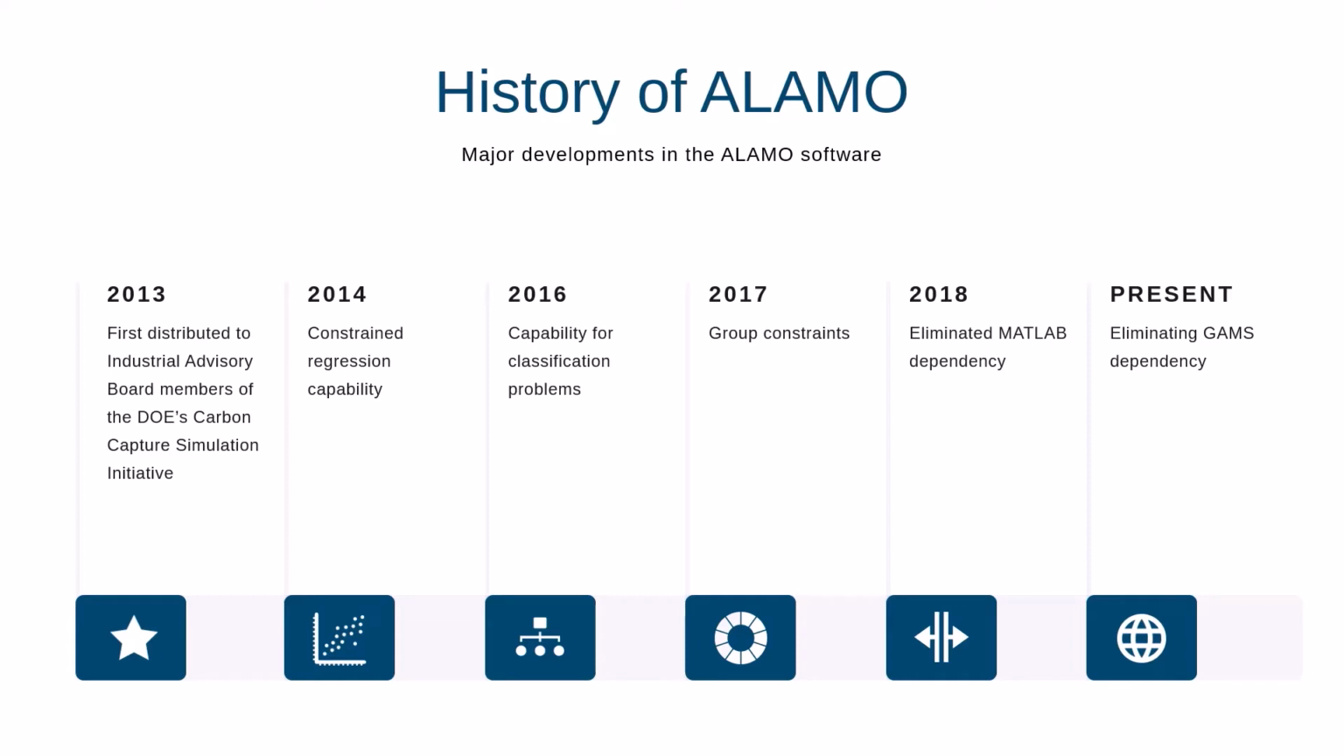Alamo has been available for a free 3-month trial for a few years now. Historically, Alamo depended on the commercial MATLAB and GAMS software for its application. We have recently eliminated the MATLAB dependency and are now working on eliminating Alamo's dependency on GAMS. Once this work is completed, you will be able to use Alamo without having to purchase or install any third-party software.